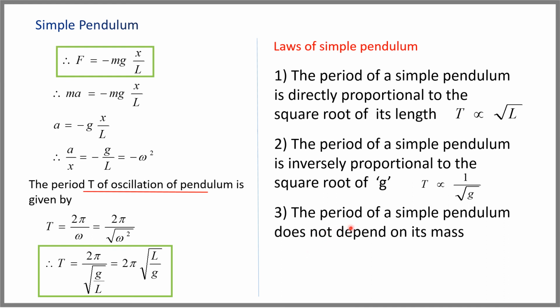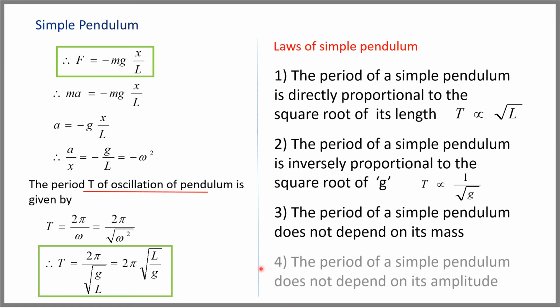Third, the period of a simple pendulum does not depend on its mass. We observe the term mass is missing in the equation of time period, so it does not depend on mass. Fourth, the period of a simple pendulum does not depend on its amplitude. Also we do not find the term amplitude in the equation of time period.